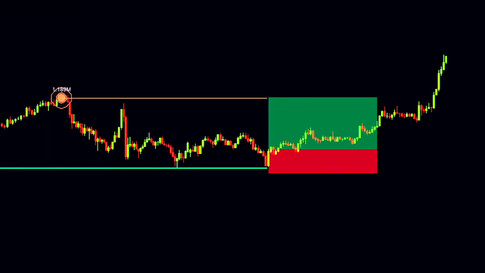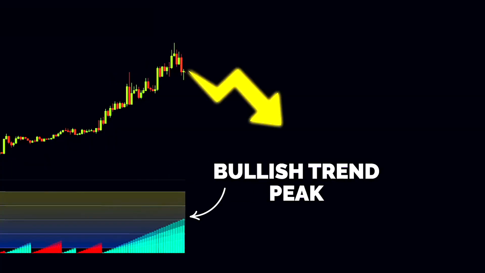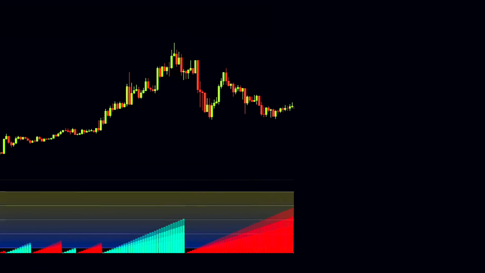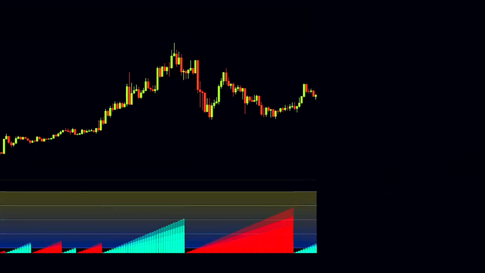Our third indicator can actually forecast reversals with impressive accuracy. Meet the trend reversal probability indicator by Algo Alpha. Think of it as a probability gauge that doesn't guess, it calculates. At its core is a custom oscillator blending short and long-term moving averages of midpoint price. Imagine it like a fitness tracker for the market, measuring its pulse, stamina, and when it's likely to hit exhaustion.